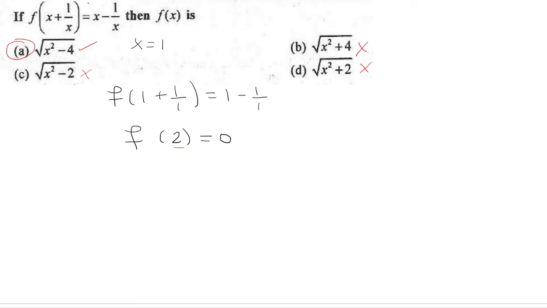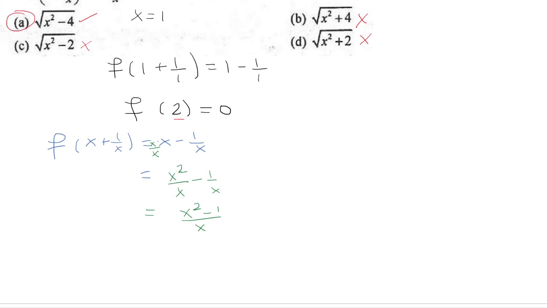Now let's do it a different way. First, let's start off with f of x plus 1 over x, which is x minus 1 over x. Here I'm going to get a common denominator of x. That just involves multiplying the first one by x over x. So I get x squared over x minus 1 over x. I'm going to subtract them now, and it's going to be x squared minus 1, over x, sorry.